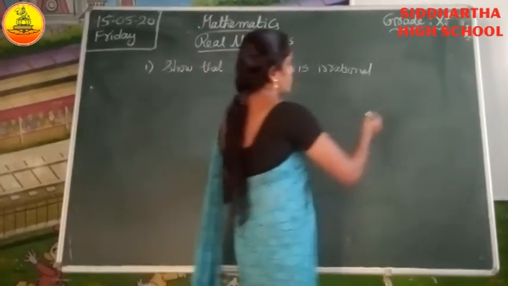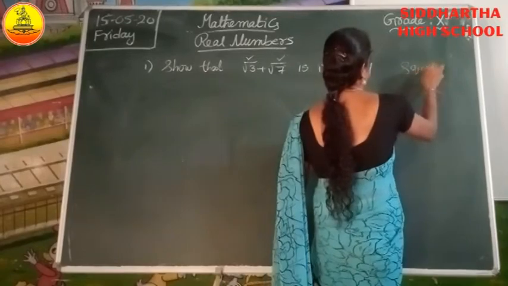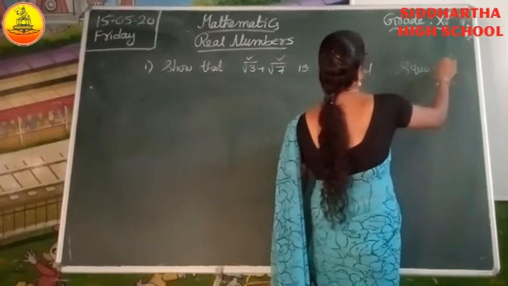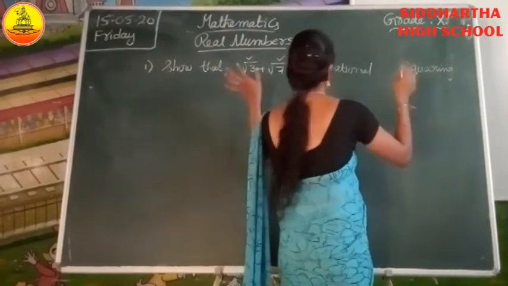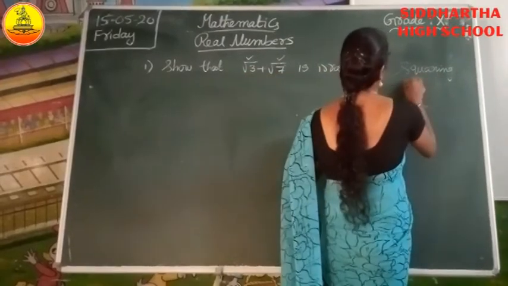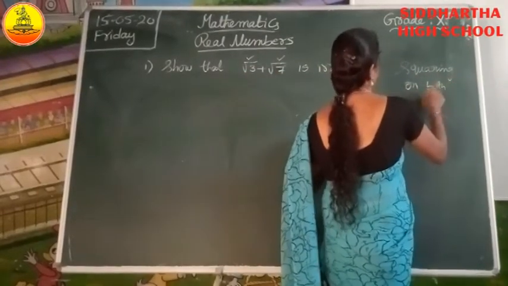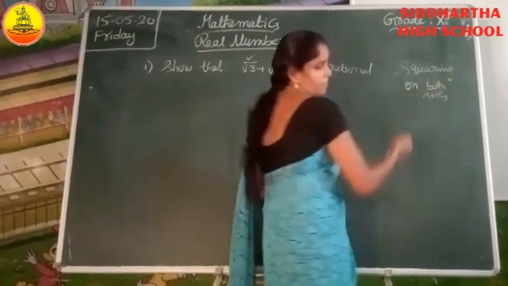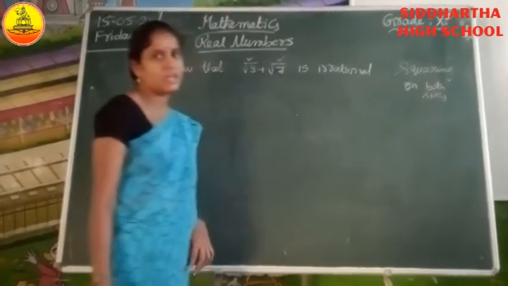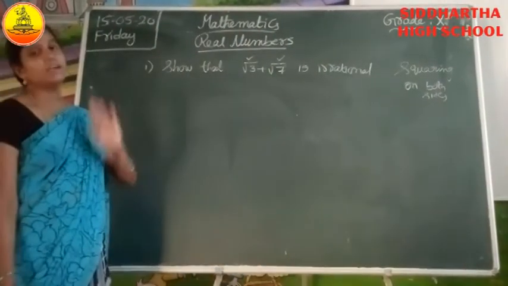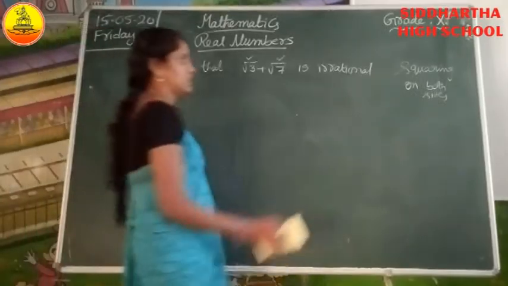Then we have to do squaring on both sides. Remember, whenever two irrational numbers are given like this, two roots are there, we have to do squaring on both sides. In the earlier sums and yesterday's sums, there are no two roots. That's why we did not need squaring on both sides.